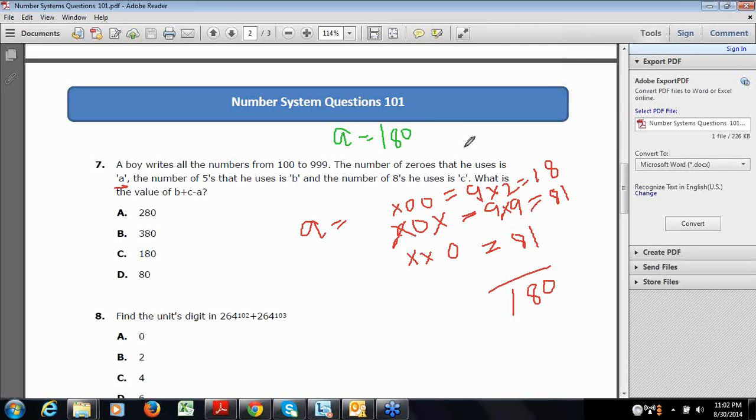Ravinder, check again. I think you are mistaken. Why XOX will be 9 into 9 by 2? It will never be 9 by 2. Okay. So A is 180.